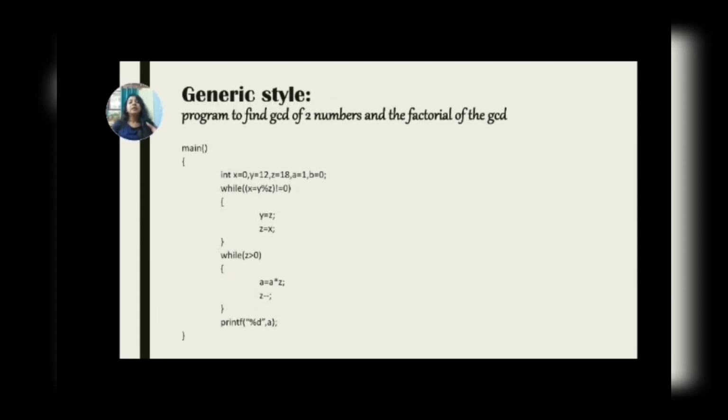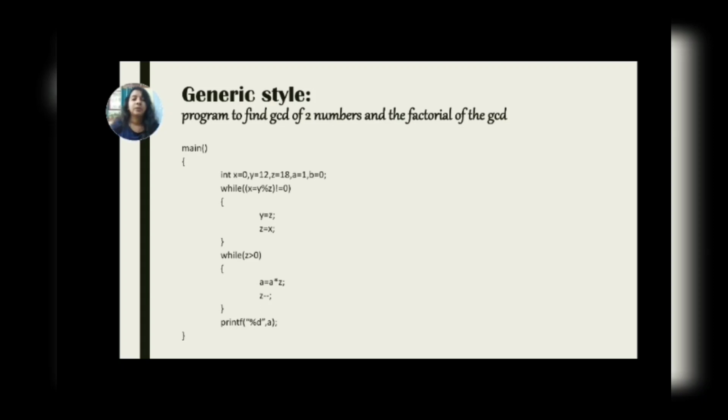This program will actually make the concept quite clear of why we need to use the modular style of writing a program. This is actually a simple program. You need to find the GCD of two numbers and then the factorial of the GCD. As you can see, this is the main function, the main part of the program. The variables are first declared. X is initialized to 0, Y as 12, Z as 18, A as 1 and B as 0.